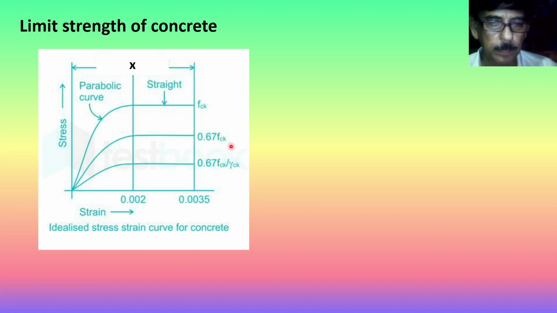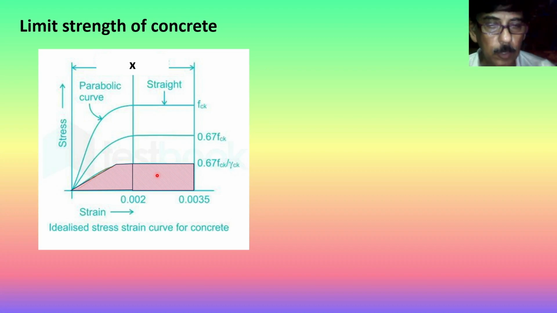for the cubes. And this is to be divided by the partial safety factor for concrete to get the limit strength. So limit strength is this 0.67 Fck divided by 1.5 for Indian code. So this area is the limit strength parabolic rectangular diagram. The compressive force exerted by this stress block is the compression force available in the concrete.